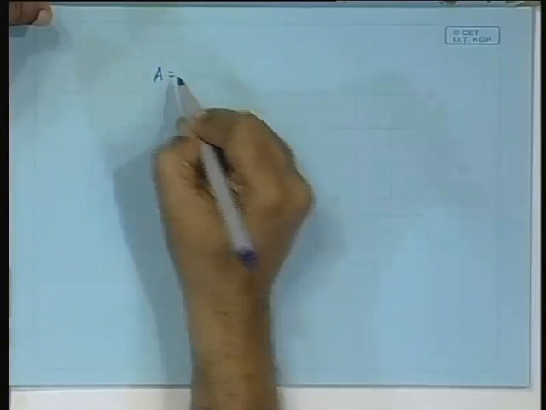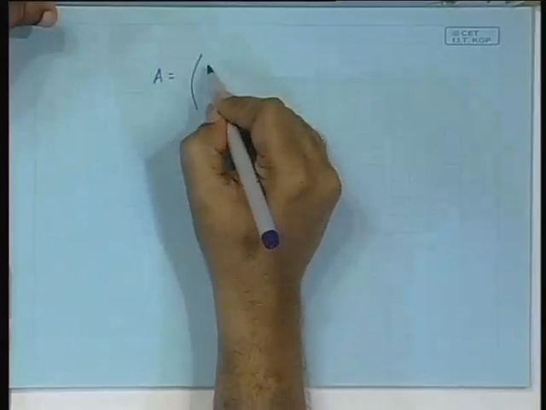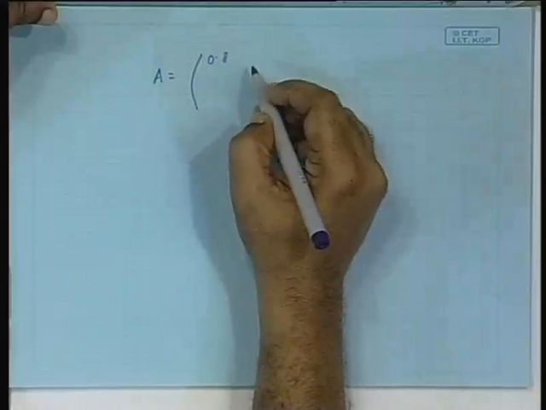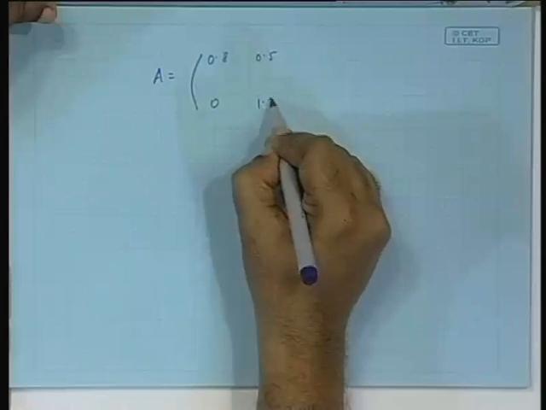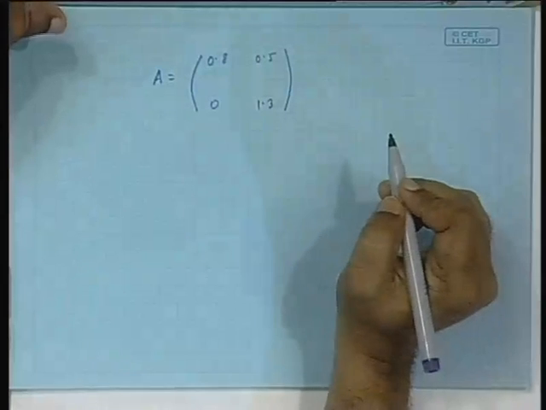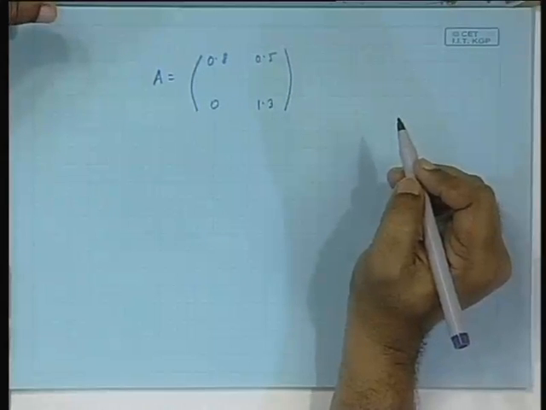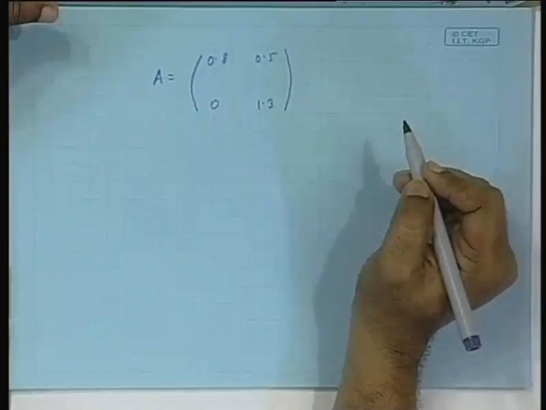So, let us illustrate that with one example. Suppose the A matrix is, you do this, 0.8, 0.5, 0 and 1.3, simple. So, you can obtain the eigenvalues and eigenvectors, just obtain that.